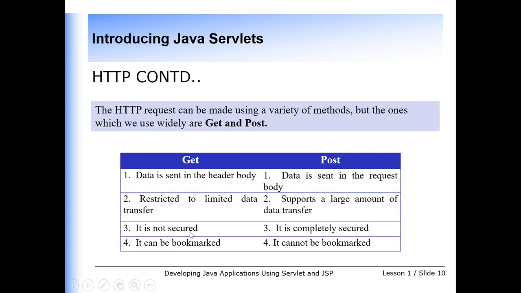The GET method is not secured. The POST method is more secured because the data is sent in the request body. And in the GET method, web pages can be bookmarked, but in the POST method, the web pages cannot be bookmarked. So that is the difference between the GET and POST methods.